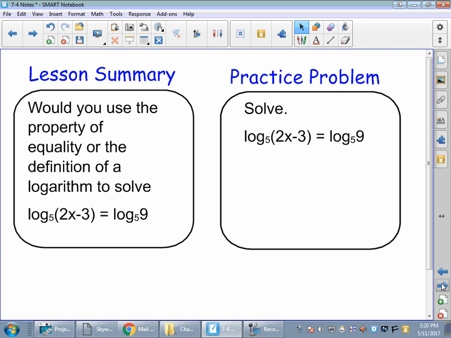So for your lesson summary, would you use the property of equality or would you use the definition of a logarithm to solve that particular equation? Look on your first sheet. I give you both of those terms, and you've got to figure out which one would apply to this case. It depends on the number of logs. And then I want you to solve that actual logarithmic equation. Good luck.